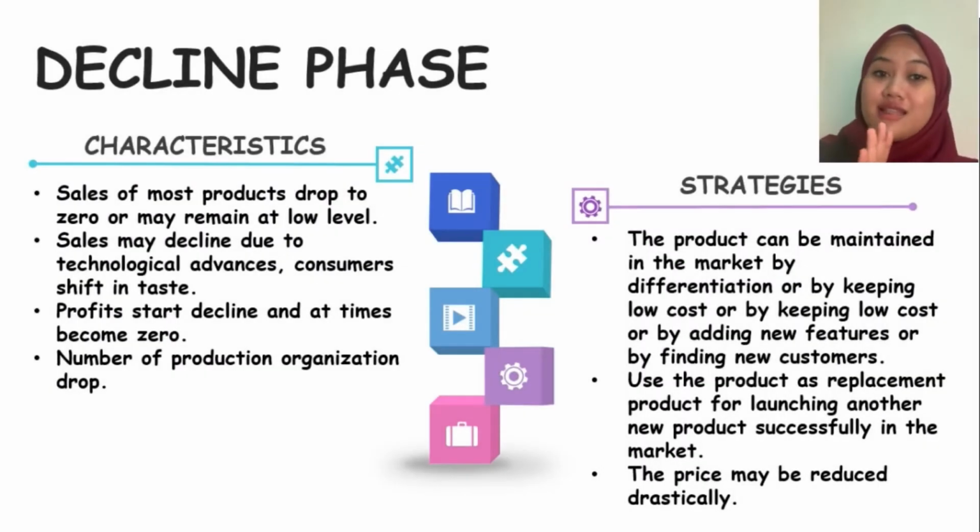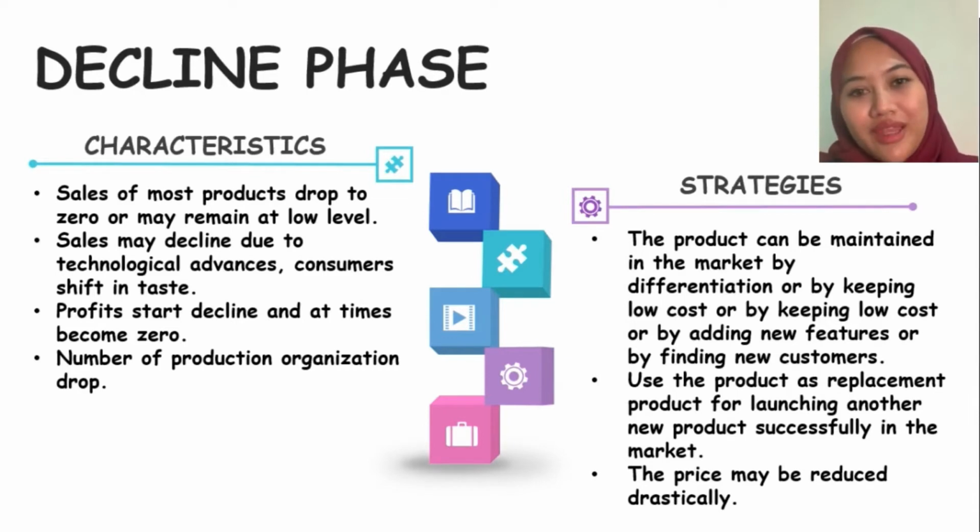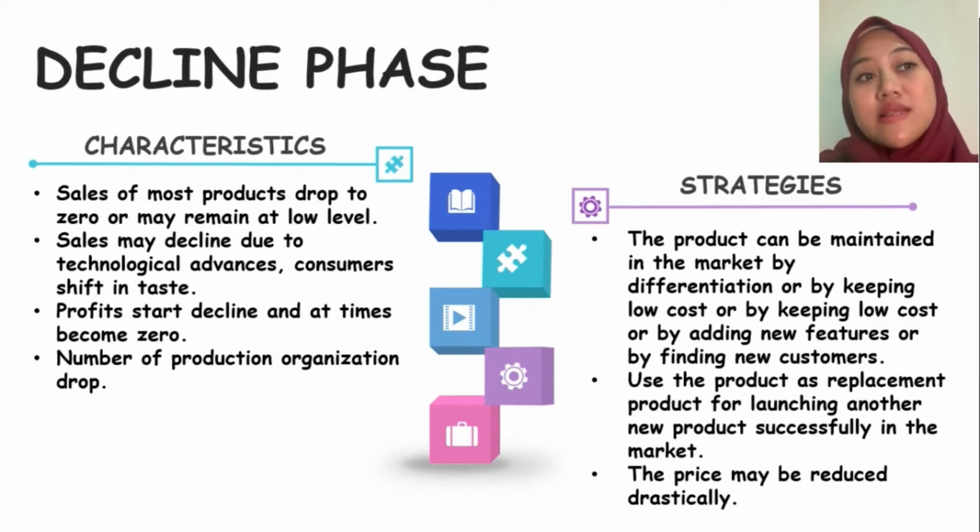Okay. Last. The characteristics in the decline phase: sales of most products drop to zero or may remain at a lower level. Sales also may decline due to advanced technology, so that consumers shift in taste. And then profit starts to decline and at times becomes zero.